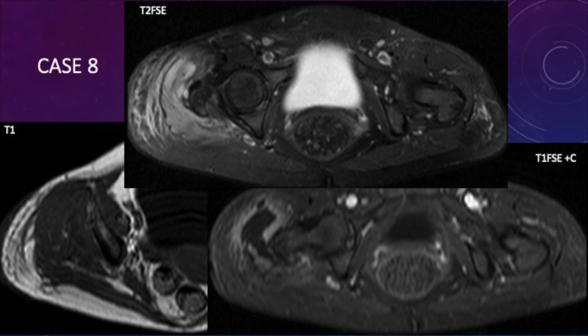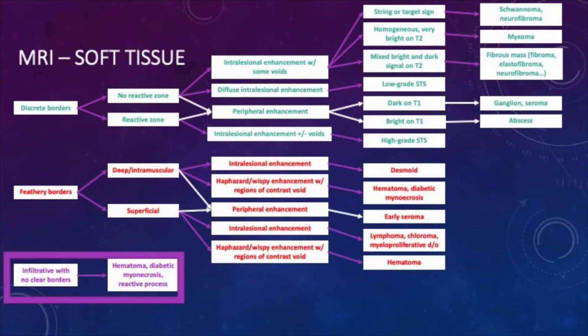There's no obvious discrete mass here. Yes, when you look at the contrast, you have that huge area of void that makes it look like there's a mass, but when you look at the T1 and the T2, there's nothing obvious. So we're going to go to infiltrative with no clear borders.